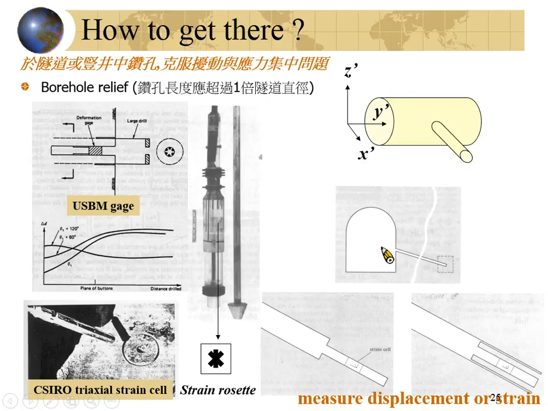With the exception of hydraulic fracturing, for other methods you need to have a borehole, shaft, or tunnel to conduct the test, right? If you need a borehole or a tunnel to do the measurement, then you will have problems related to excavation disturbance, stress concentration, and high deviatoric stress. But the so-called borehole relief can overcome this. What is borehole relief?